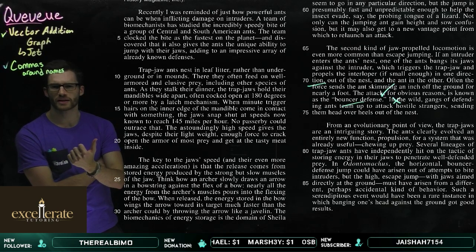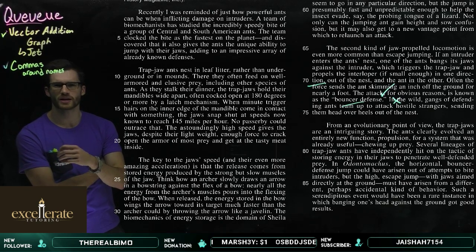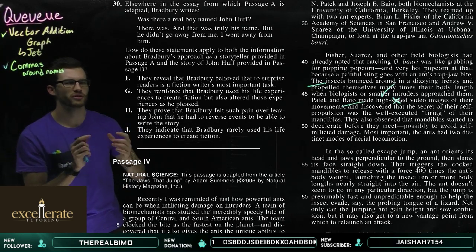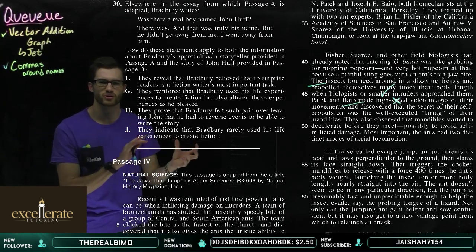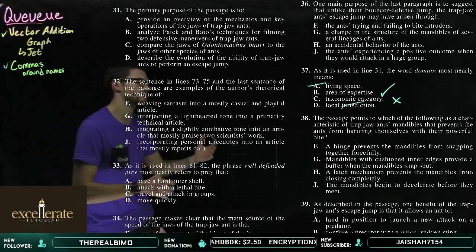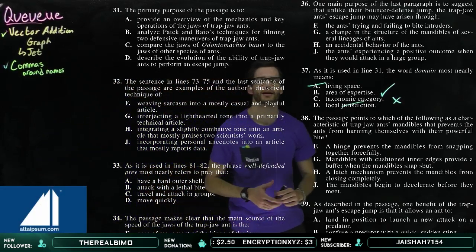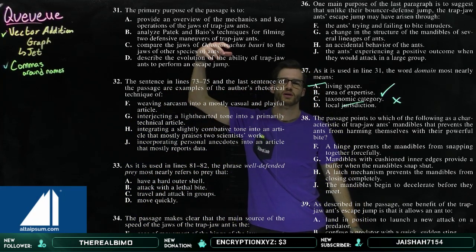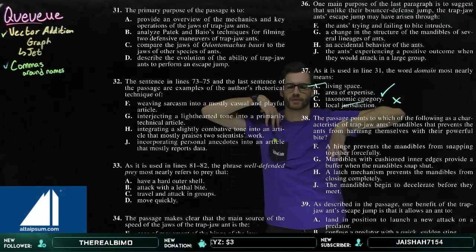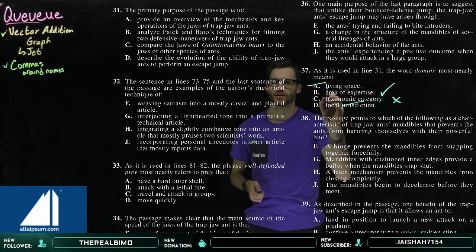When released, the energy stored in the bow wings the arrow toward its target much faster than the archer could by throwing the arrow like a javelin. The biomechanics of energy storage is the domain of Sheila and this other guy. So the study of energy storage, how it works, is the domain of these people. So that is the area of expertise of these people, because after that it goes into what they study within it and how they think about it. So B is the right answer.